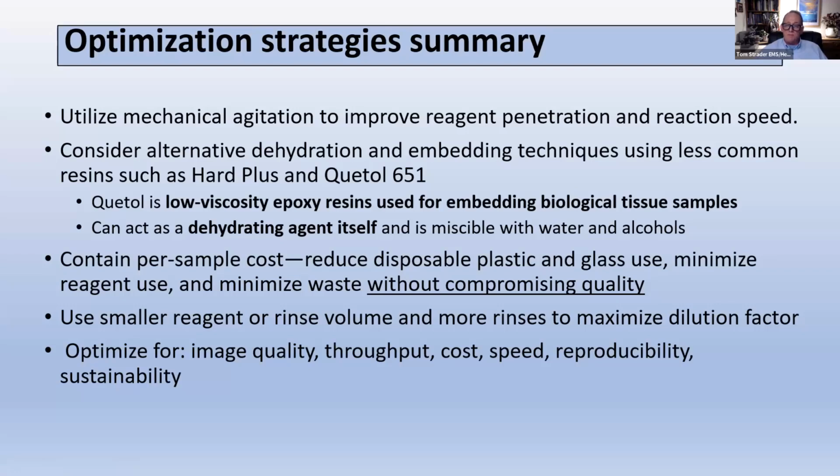And try to contain your per sample cost. This is being efficient with your financial resources. If you can use fewer scintillation vials and fewer expensive burettes, minimize reagent use and minimize waste, as was pointed out. UA waste, it's $1,000 to get rid of 100 mils in New York City. And use smaller volumes and more rinses to maximize dilution. And you can optimize for quality, throughput, cost, speed, reproducibility, and sustainability all at the same time.